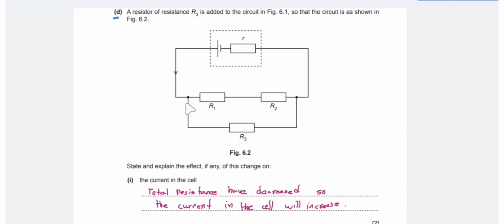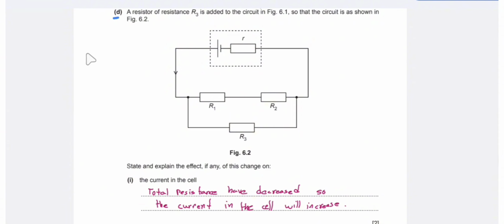So as we can see, the third resistor is arranged in parallel. You have to remember that as resistors are arranged in parallel, the total resistance decreases. Since the total resistance decreases, the current must increase. And why does the total resistance decrease?